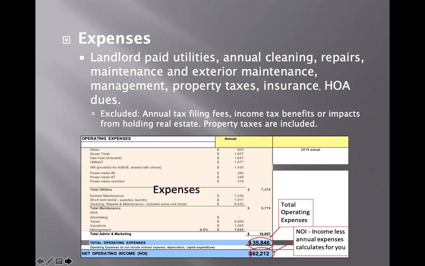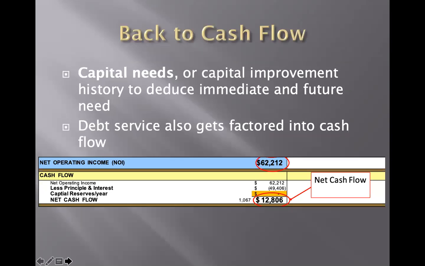Total income less total operating expenses gives you your NOI, your net operating income. And that number is used for several formulas in the performance stats at the end, which calculate for you.